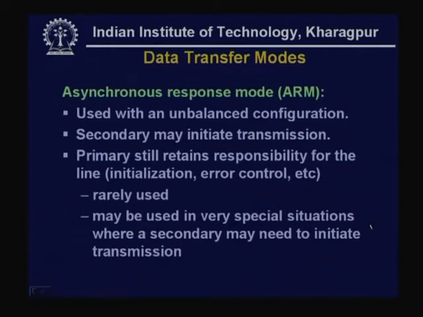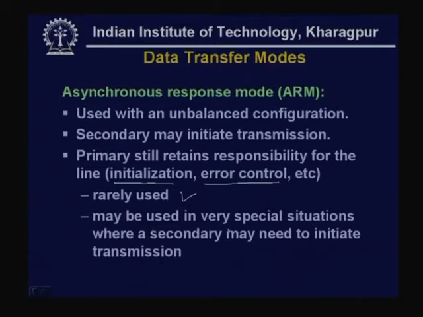Third type is asynchronous response mode or ARM. This is used with an unbalanced configuration. Secondary may initiate transmission. Primary still retains the responsibility of the line. For example, initialization and error control are all done by the primary. However, in this case the secondary may initiate transmission in the asynchronous response mode, which is not possible in the first mode. However, this is rarely used.